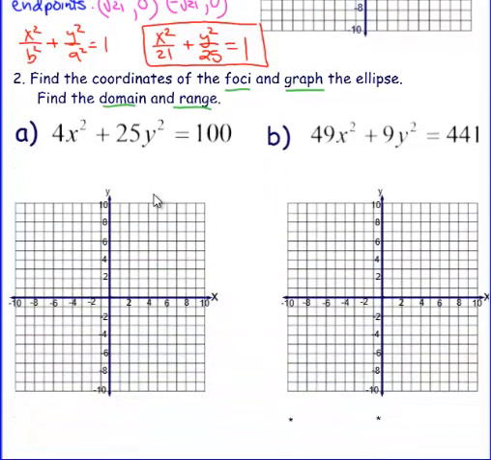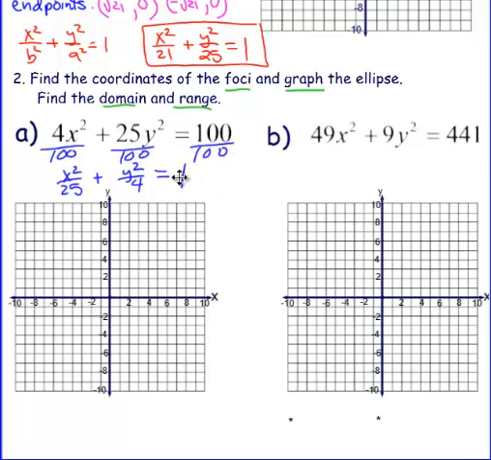Now another type of example, finding the coordinates of the foci and graphing the ellipse. And then after we do that, we'll identify the domain and range. So when we are doing a graph from an equation, first thing you need to do is make sure that the equation equals 1. This does not equal 1 yet. So I have to divide by 100 so that I can get it equal to 1. Remember, the general formula always equals 1. So I divide by 100, simplify the equation.